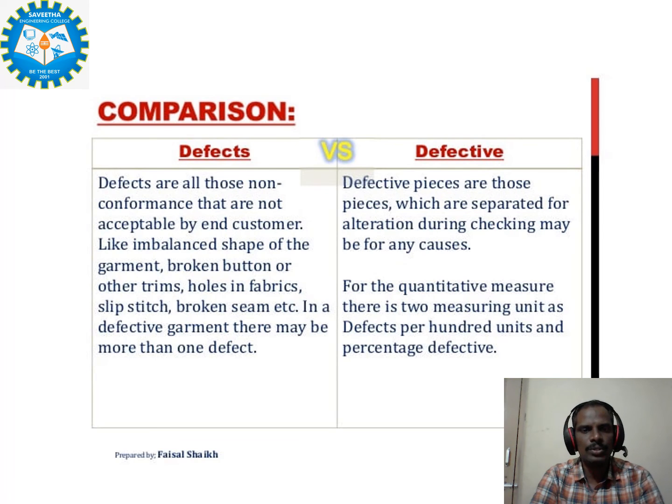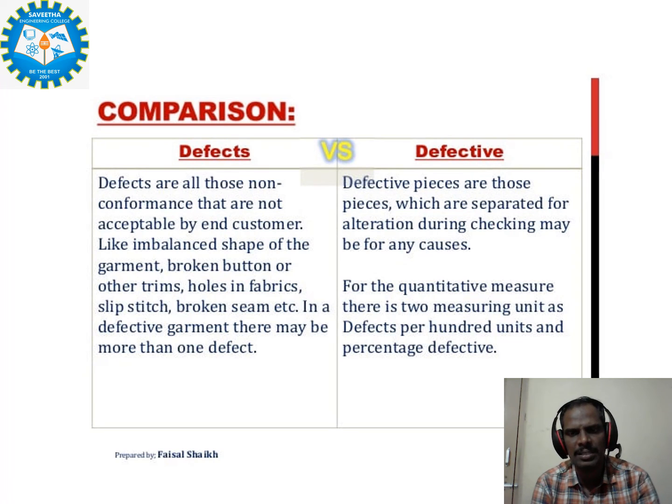Defects are all those non-conformances that are not acceptable to the end customers, like an imbalanced shape of the garments, a broken button or other trims, holes in fabrics, slip stitches or broken seams. These are examples of defects. That means totally we have to change the values.